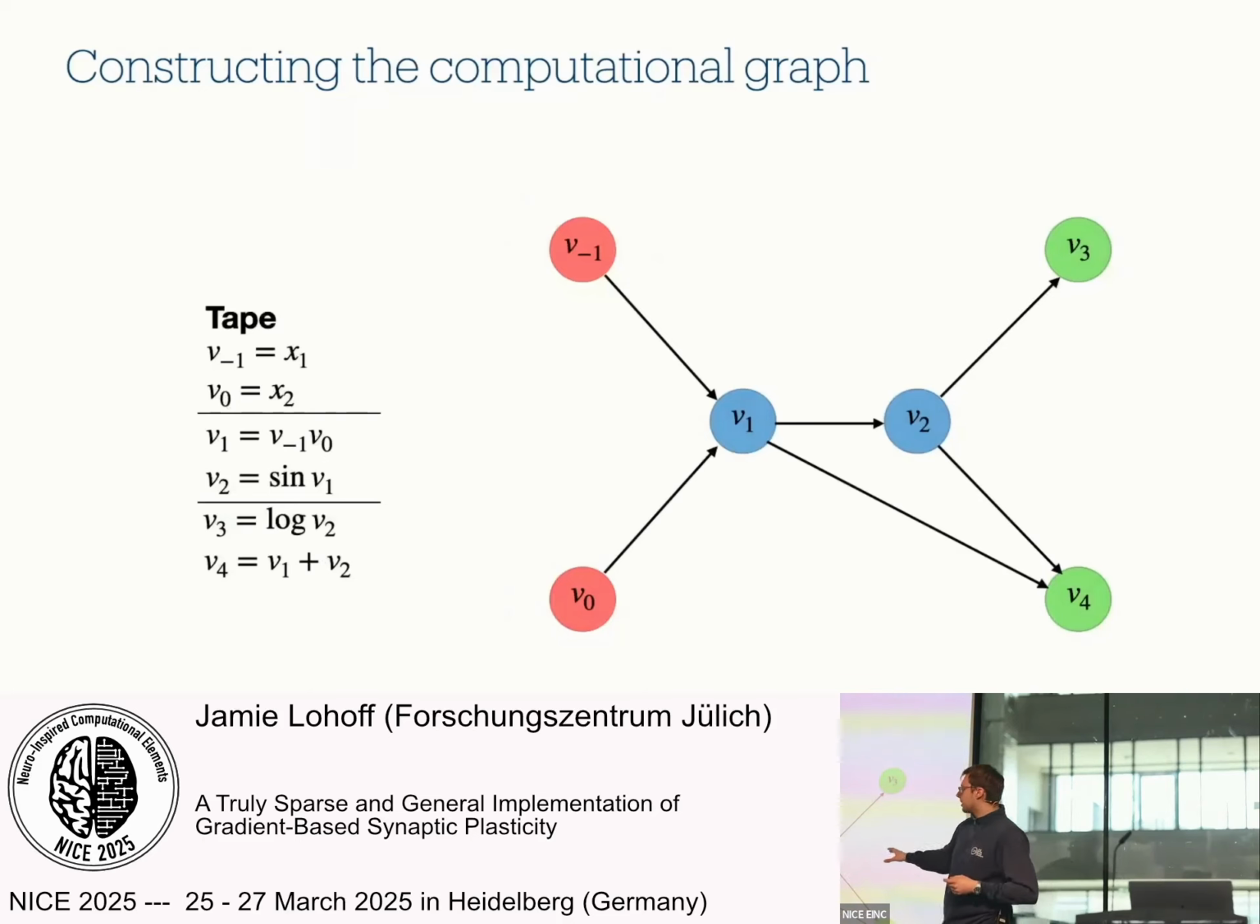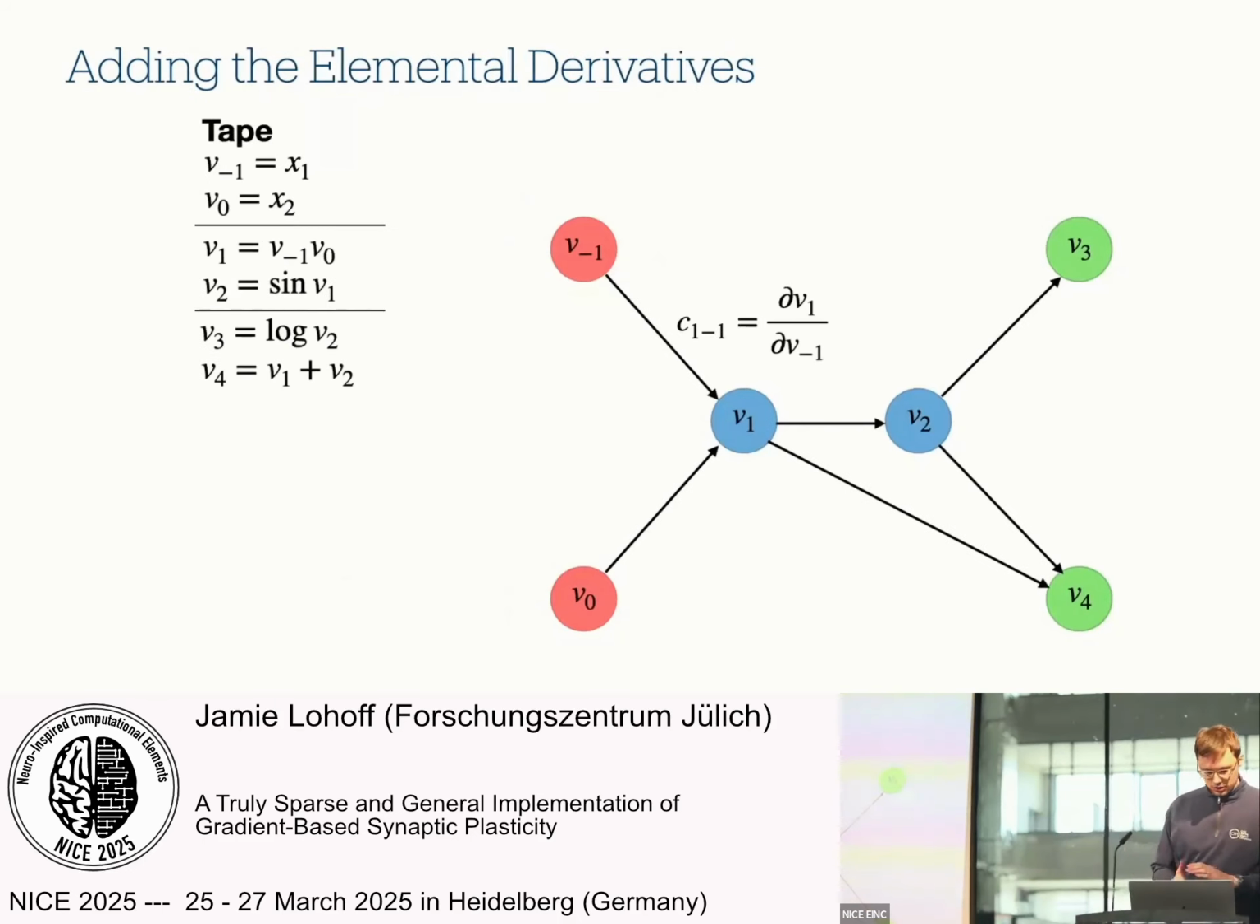And what really matters is the stuff that we write down the tape, because remember, the tape is the program that we will actually execute later on. So the other thing we need, right? So far, we only had a graph and we had the data dependencies, but of course, when you want to compute derivatives, you should also have them somewhere.